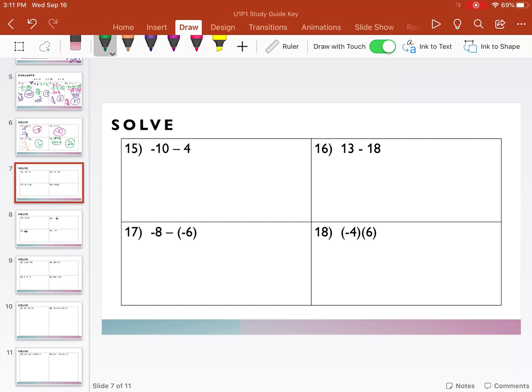Okay, a couple more. So number 15, negative 10 minus 4. Again, this is subtraction, so we're going to keep, change, change. Negative 10 plus, change that 4 to a negative 4. Now, they are the same signs, so same signs, add and keep. 10 plus 4 is 14. They're both negative, so negative 14 for number 15.